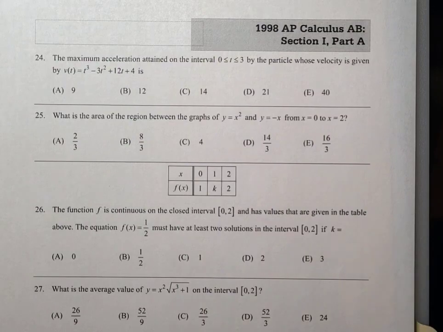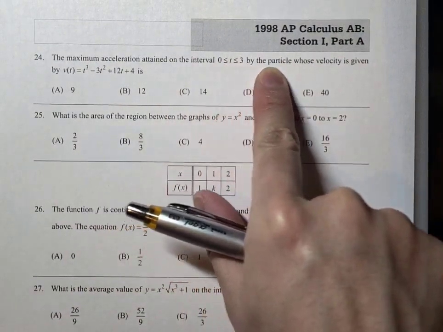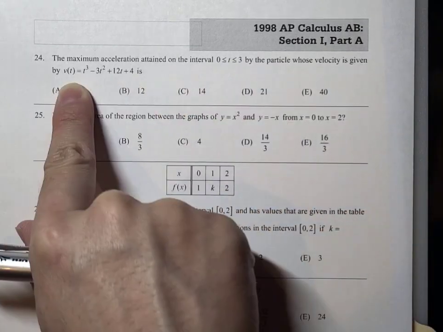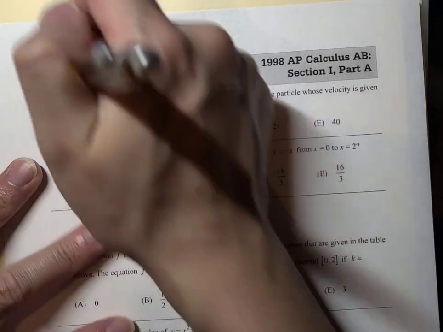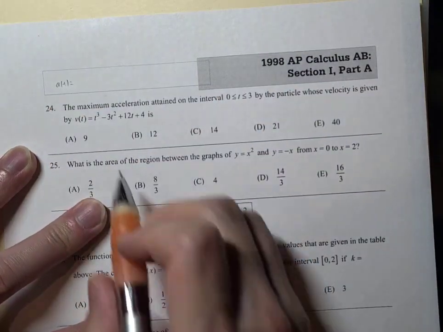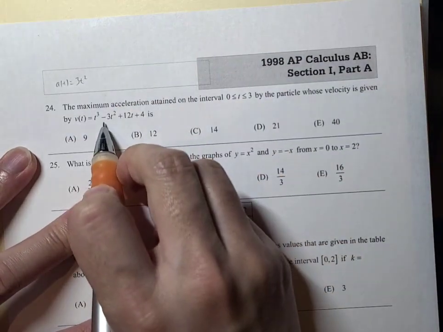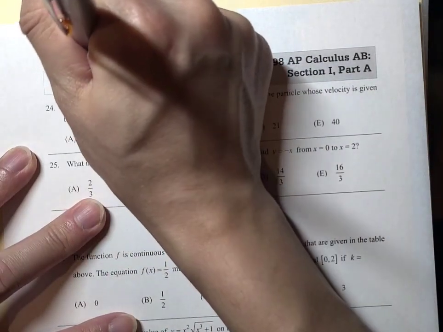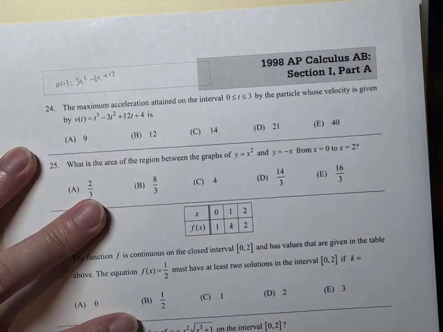Maximum acceleration attained on the interval t between 0 and 3 by the particle whose velocity is given by this guy is. So let's find the acceleration. That's the derivative of velocity. So a of t, we just do the power rule. It'll be 3t squared for the first term. Next term would be minus 6t. Next term would be plus 12.